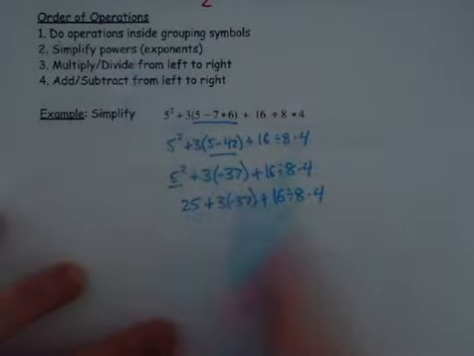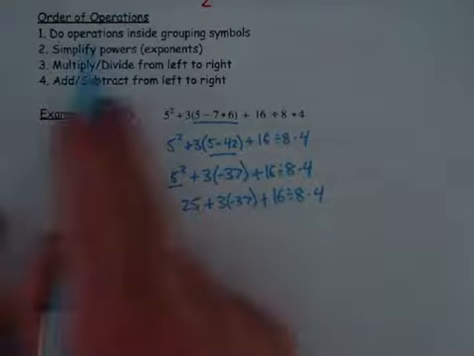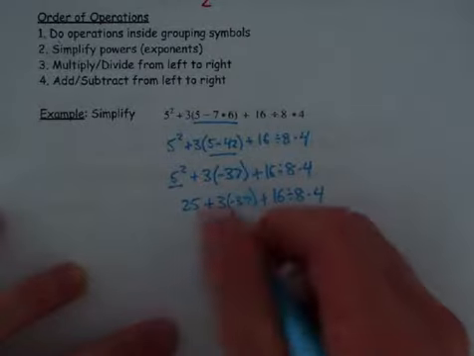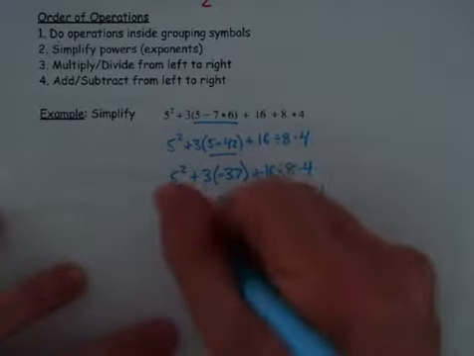Are there any other powers? No. So we've done everything inside the grouping symbols. We've done all of our exponents. Now we multiply and divide from left to right. Well, here we have addition. This is multiplication. So I'm going to do that one next.